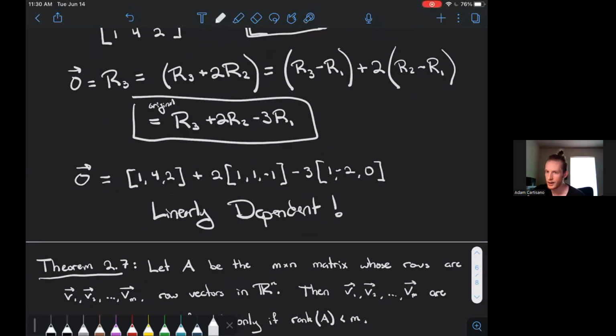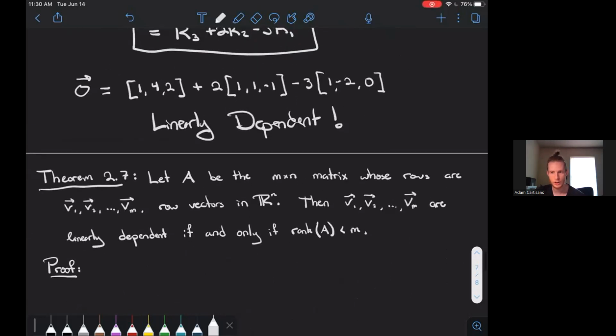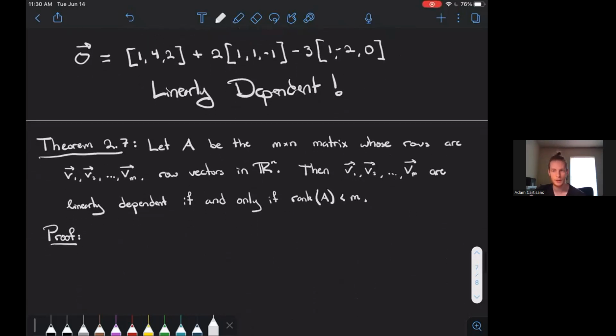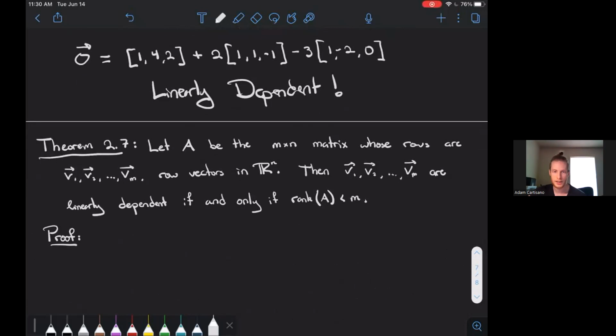This is, again, like a third way of checking whether or not a set of vectors, this time row vectors, are linearly dependent or not. Let's state it as a theorem though, because the theorem is not the obvious statement. So it says let A be the m by n matrix whose rows are the row vectors v1 through vm, which are row vectors in Rn.